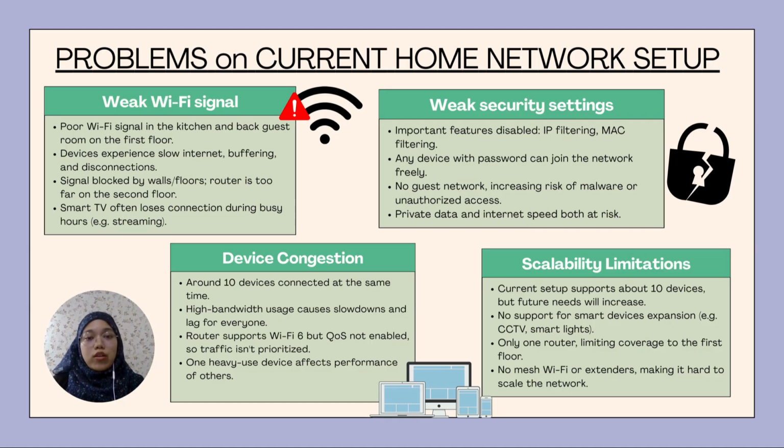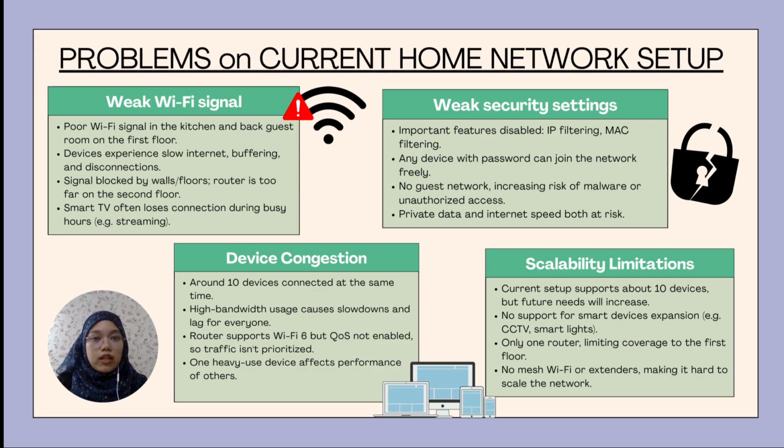Even though the broadband plan offers a speed of 100 Mbps, this speed is shared between all the devices. If one device uses a lot of data, such as streaming a movie, other devices will get less bandwidth and slower speeds. This can cause problems like video calls freezing, slow downloads, or web pages taking a long time to load. Features like quality of service that prioritize important tasks such as video meetings are not enabled in this home network. Due to this, all the devices compete equally for bandwidth, which leads to poor internet performance during busy hours.